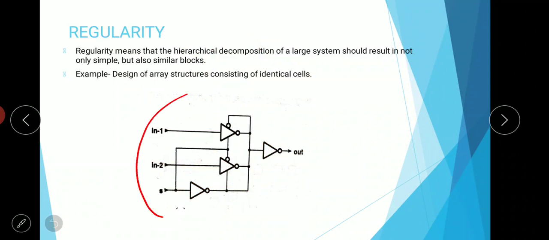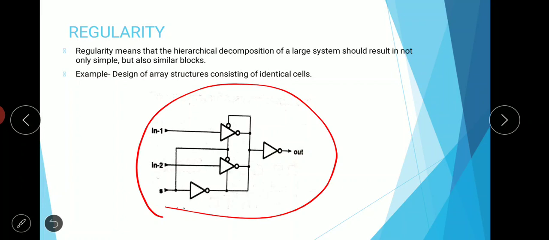So this is the design of a 2:1 multiplexer. It consists of 2 inverters and 2 tri-state buffers. So if we design one inverter and one tri-state buffer, then we use the design for the other ones also. If this circuit contains more inverters, then the same design can be applied for the other inverters. So this is the advantage of regularity.